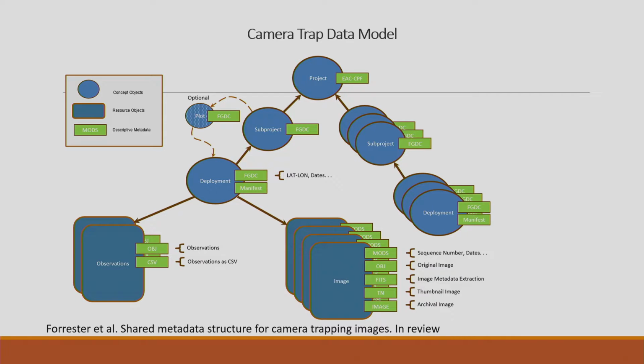We have projects, sub-projects, deployments. Deployment is when you set a camera someplace for an amount of time. Inside the deployment, you have images. The images are grouped into sequences. So if an animal stands in front of the camera for a period of time, all those images get linked into a sequence, and the sequence is composed of images, and there's observations, metadata attached to each stage along the way.